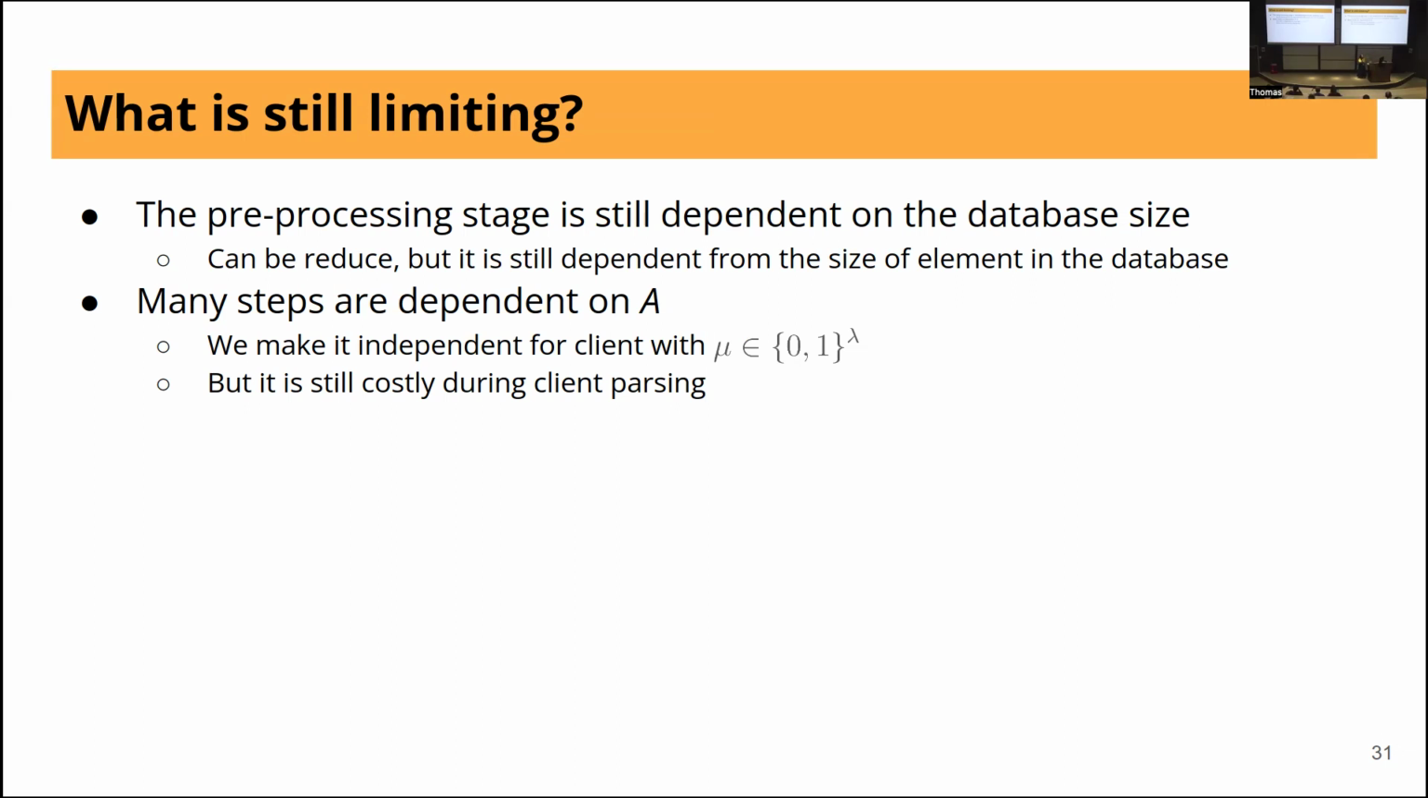And also many of the steps are dependent on the specific matrix A. We can make it independent, as we did in Frodo PIR, because the client doesn't have to locally download this specific matrix A, but rather can just expand it from the seed, but it is still dependent in some of the steps. So if you again want a research question, maybe think about how to make it more independent from this specific parameter A.